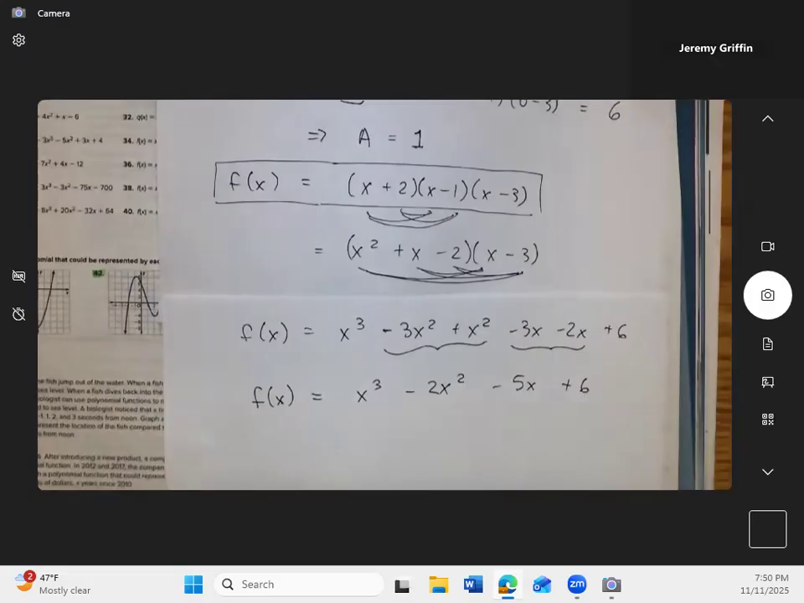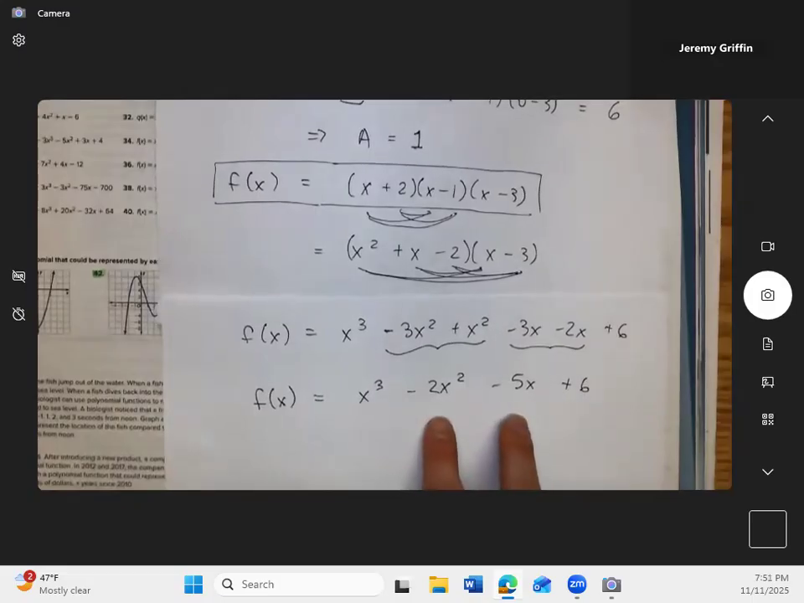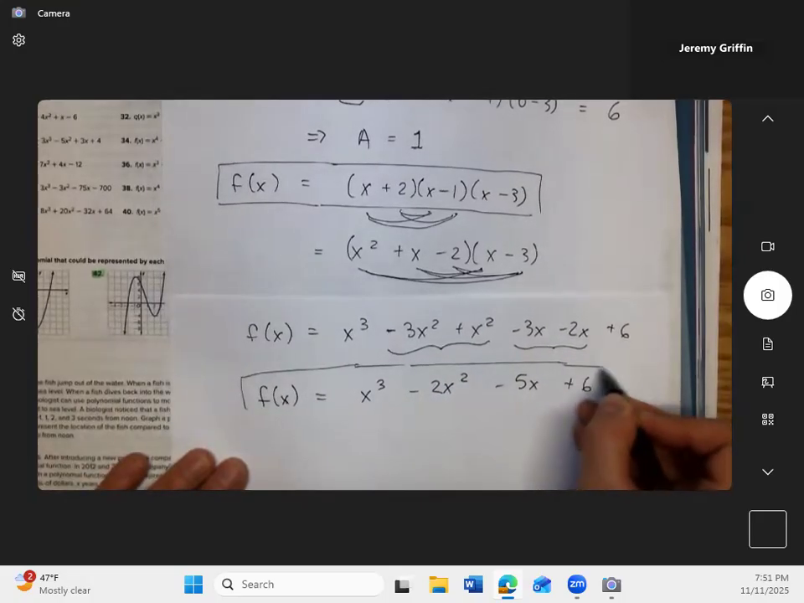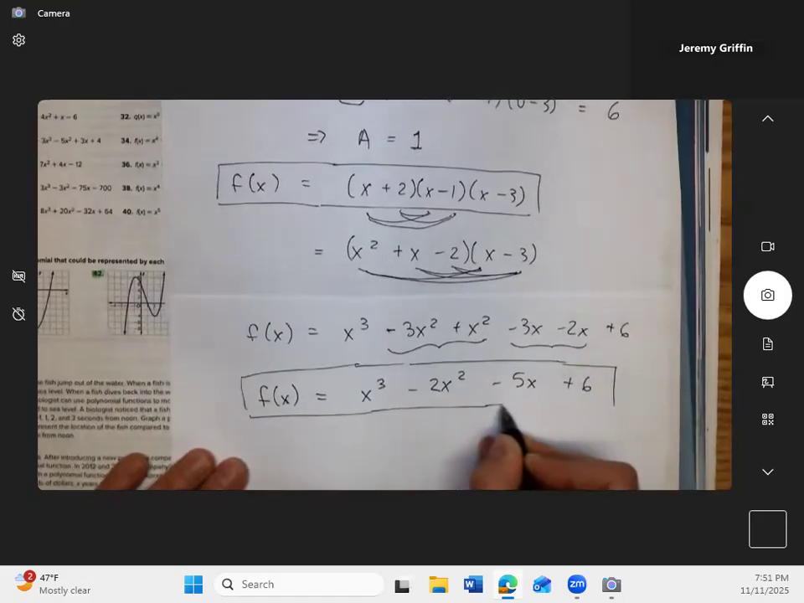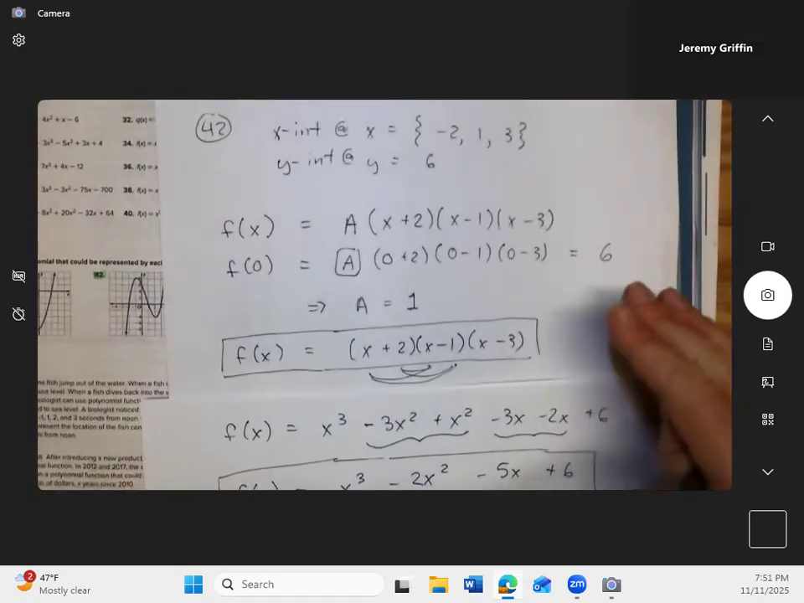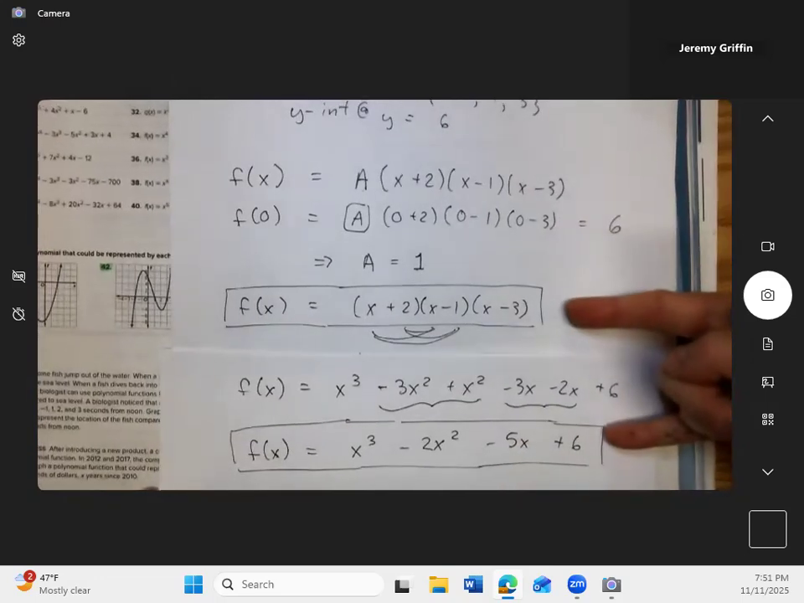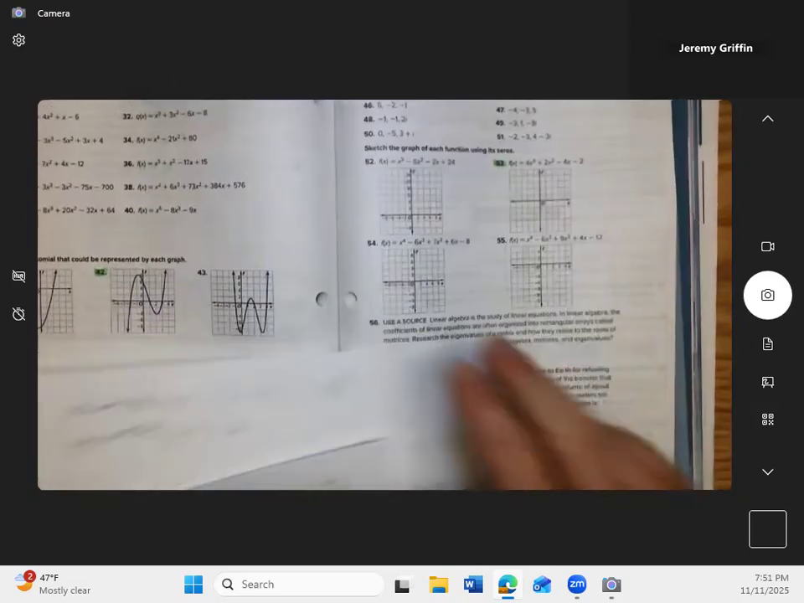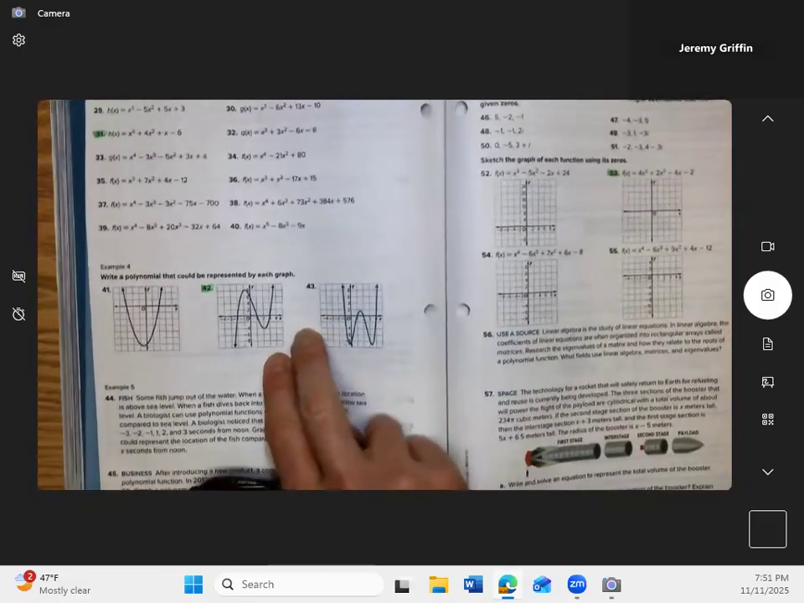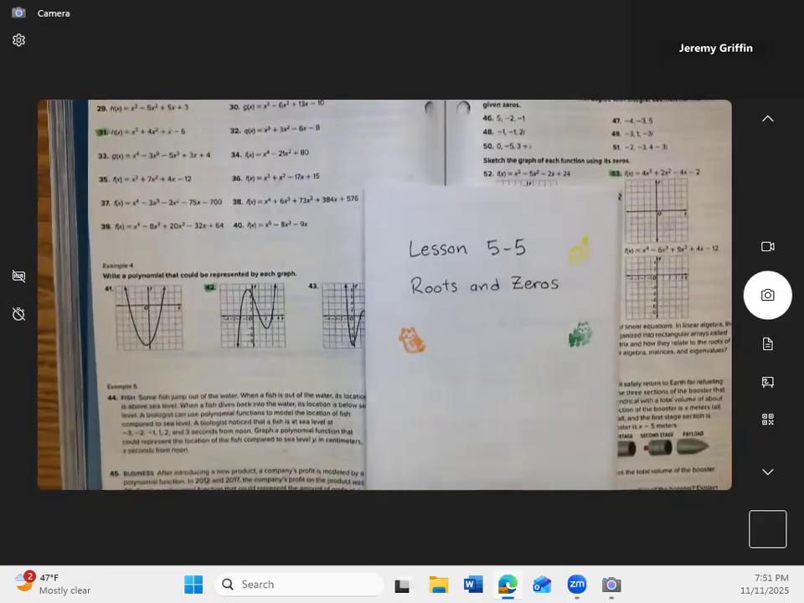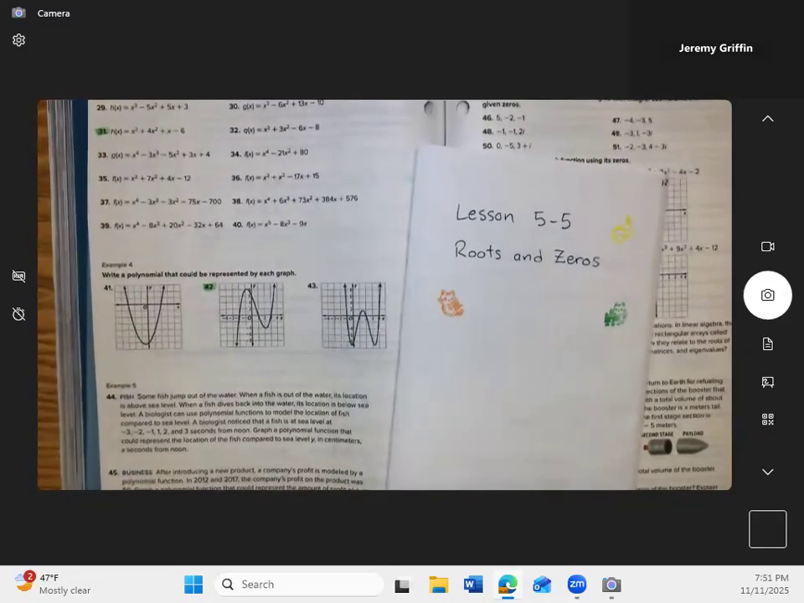Okay, look at the teacher's edition. They got exactly the same thing. Because the teacher's edition did actually list this in standard form, which is that right there. So these are the same function, both the same function. And if you graphed it, it would be this graph right here. All right, boom. That is a wrap on 5-5.